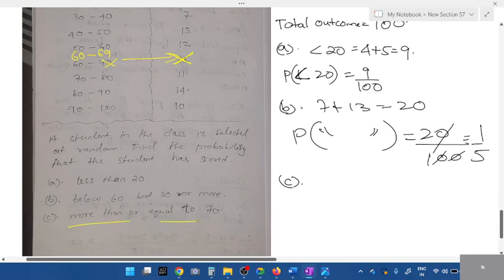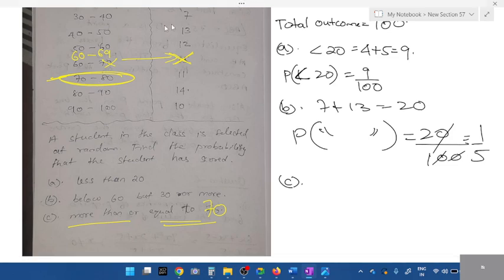So more than or equal to 70. Where will you count 70 students? From the previous one or from this part? From this part you count 70, right? Now tell me, Naomi, what are the values I have to take if it is 70?